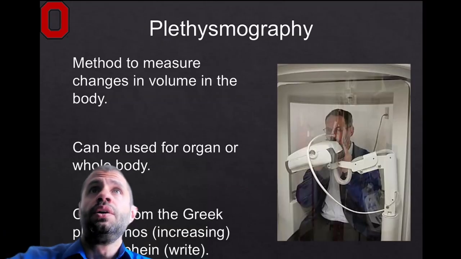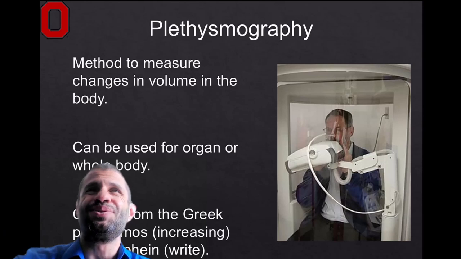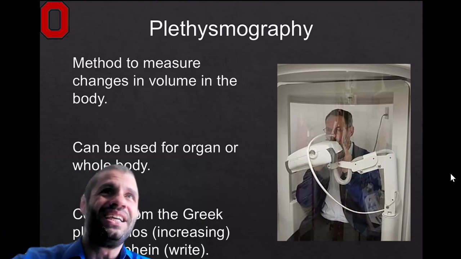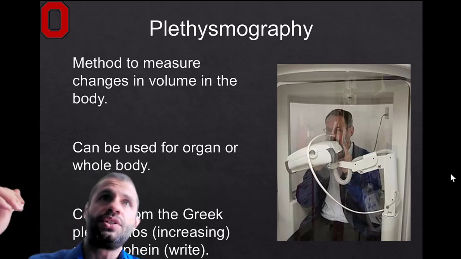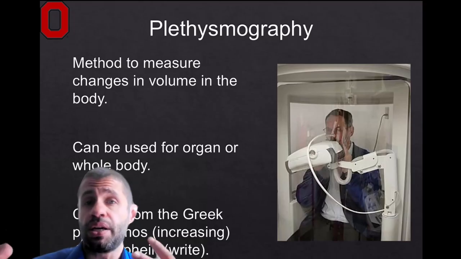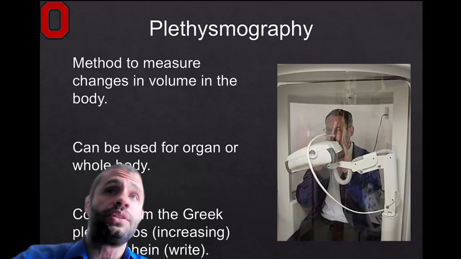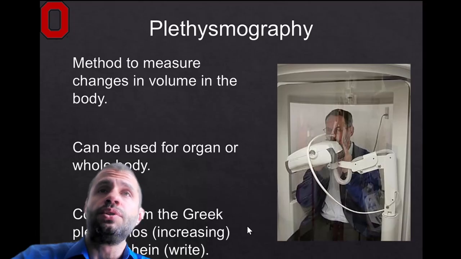So plethysmography, and I always struggle with this word, but plethysmography is the measure of changing volumes within the body. It can be used for things as big as whole body volume approximations, as well as organs. And it comes from the Greek plethysmos, which is increasing, and then graphein, or graph, to write.